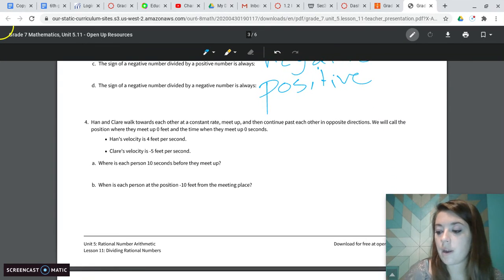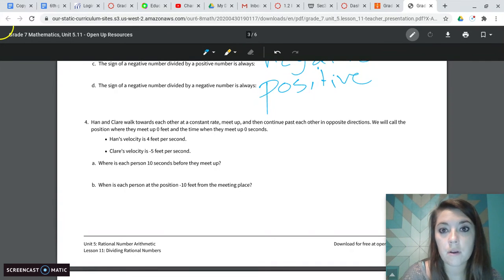All right, for number 4, Han and Claire walk towards each other at a constant rate, meet up, and then continue past each other in opposite directions. We will call the position where they meet up 0 feet and the time they meet up 0 seconds. Han's velocity is 4 feet per second. Claire's velocity is negative 5 feet per second. Where is each person 10 seconds before they meet up?